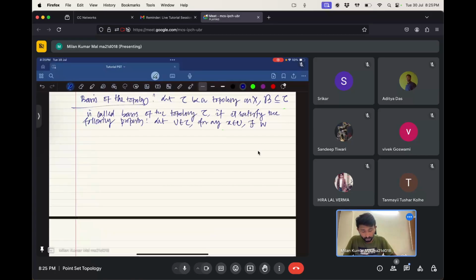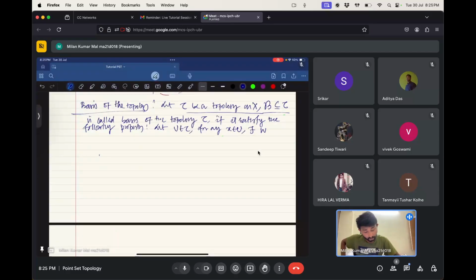So if I take the full square, suppose I take something like x minus a squared less than or equal to 1 and x minus b. For example, this is just in between something, not written properly. I'll write this after this. Just to make the definition: let tau be a topology on X. B subset of tau is called the basis of the topology tau if it satisfies the following property: let U be a subset of tau, for any x belongs to U there exists W belongs to the basis B such that x belongs to W, which is a subset of U.